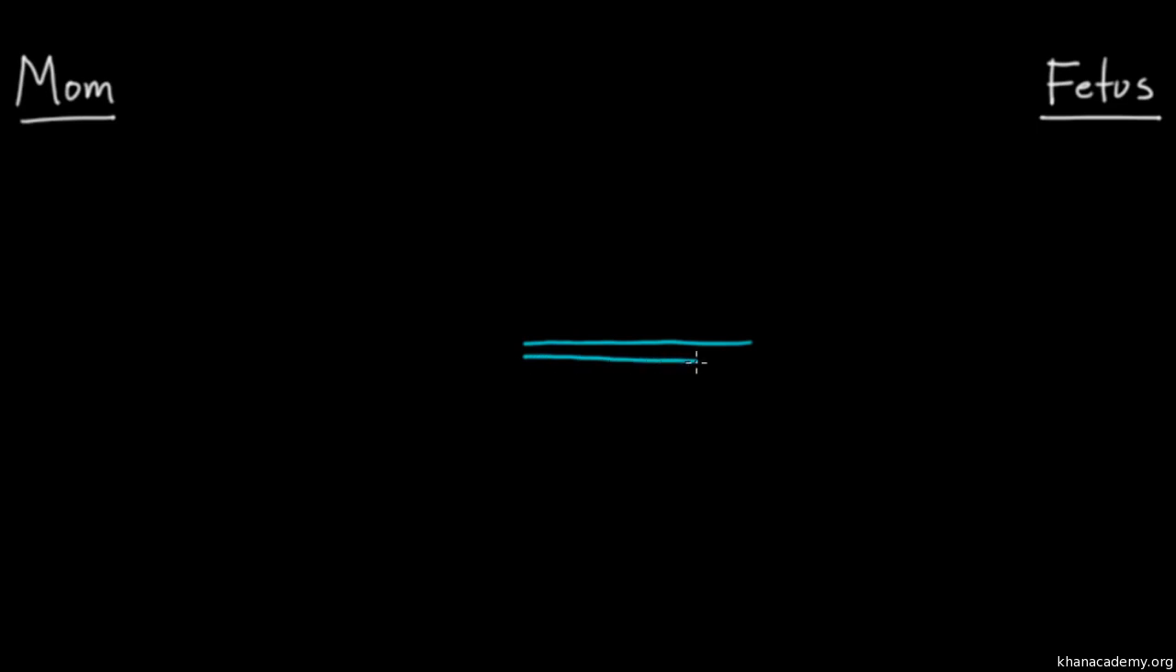What I want to do is think a little bit about mom and fetus in terms of oxygen flow and really keep track of the total amount of oxygen that's going from mom over to the fetus. So to do that, let's refresh our memories in terms of where the oxygen is flowing from and where it's going to. And remember, the fetus has these two umbilical arteries.